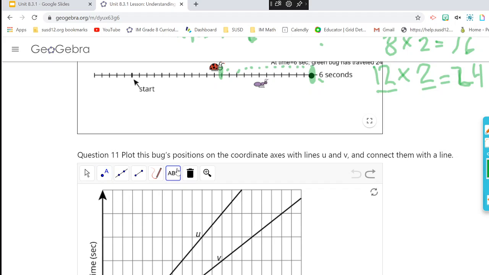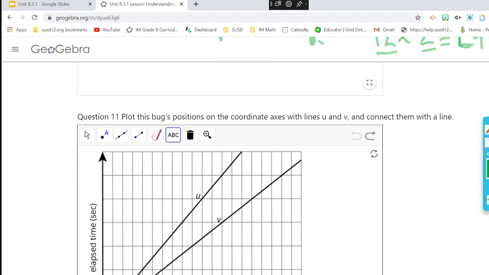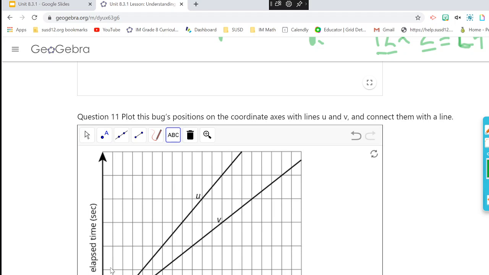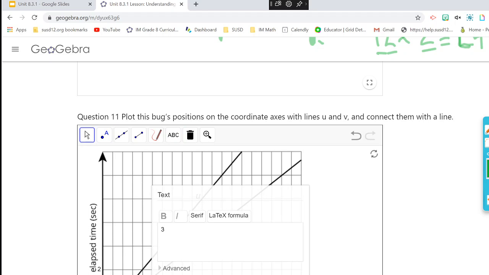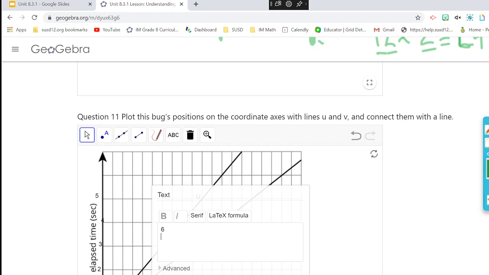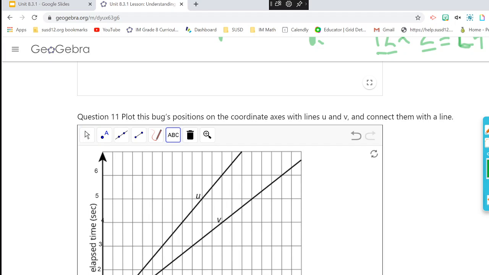Do you remember what the scale was? The vertical axis is time in seconds. Each unit is 1 second. So here is 1 second, 2 seconds. Please label your scale again. 3 seconds, 4 seconds, 5 seconds, and 6 seconds. And the horizontal axis we had for centimeters.